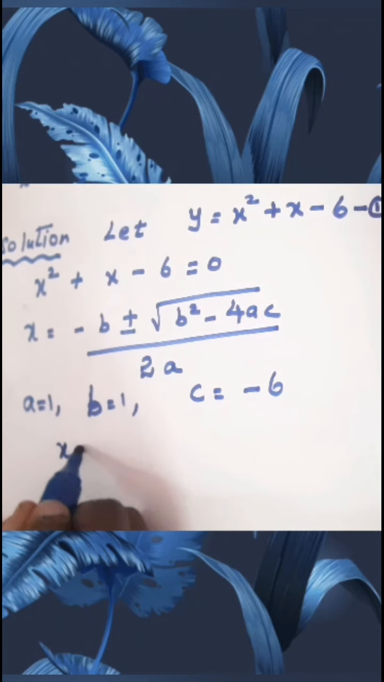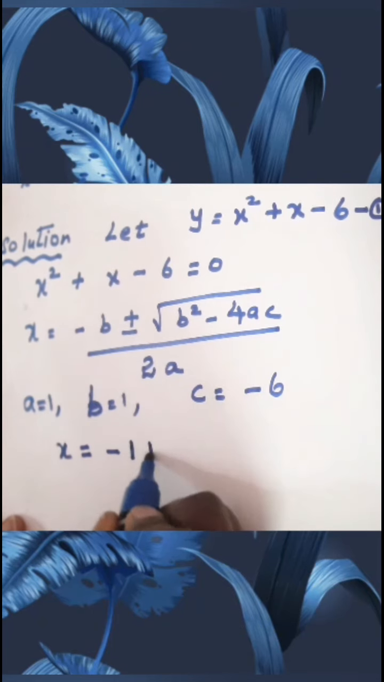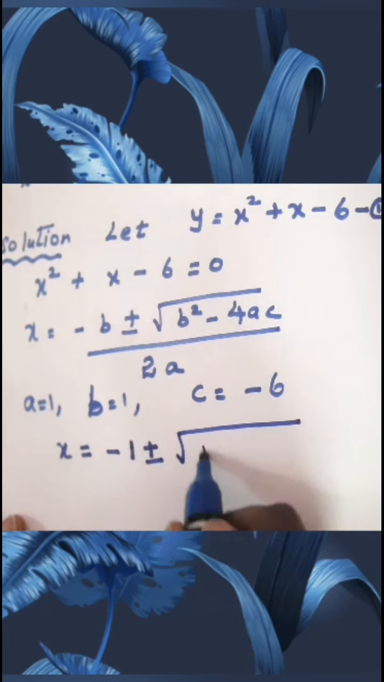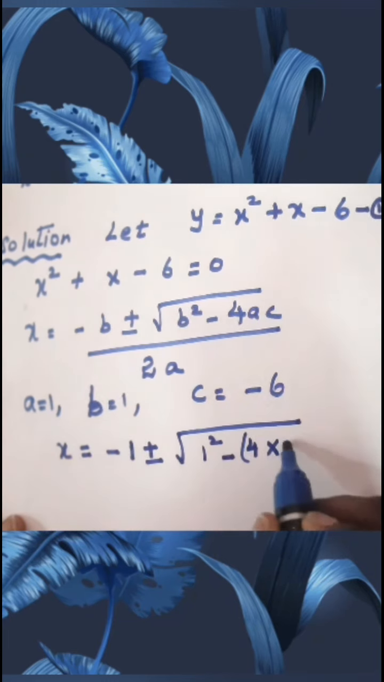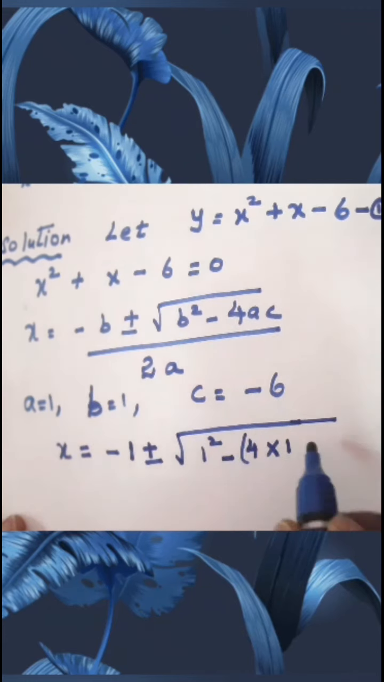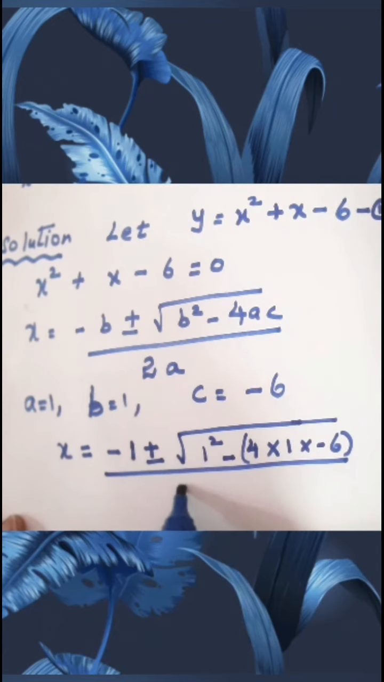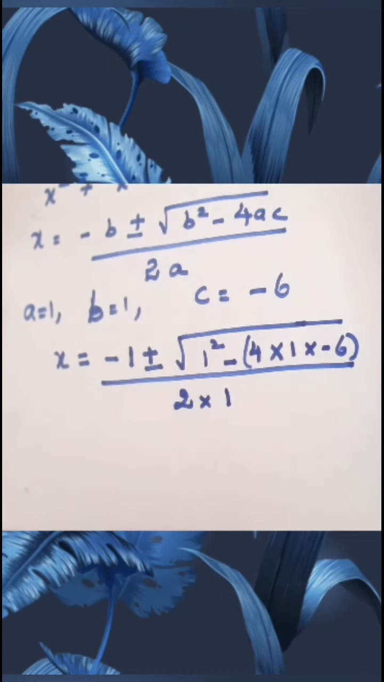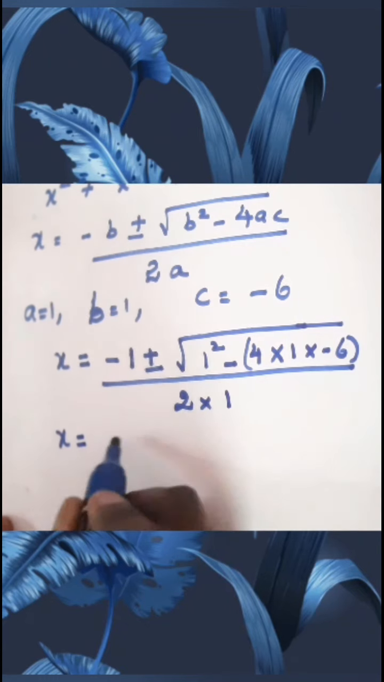So x is equal to minus b. What is b? 1, plus or minus square root of b square. What is b square? 1 square, minus 4 into a. What is a? 1. And what is c? Negative 6. The whole term divided by 2 times, what is your a? 1. Okay, I have just substituted in the formula. Okay students, I hope you're all following with me and taking note along with me.